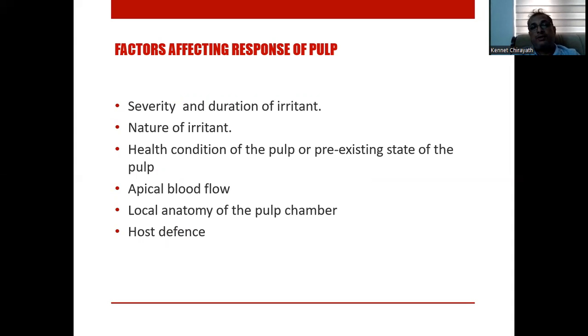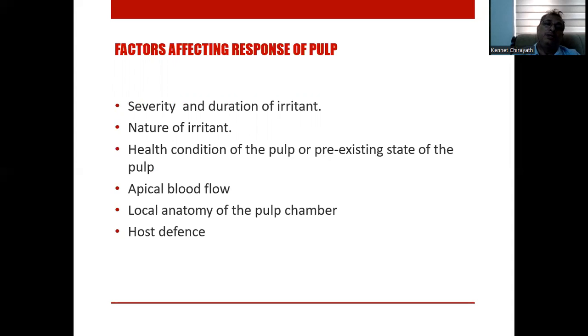One is severity and duration of the irritation. Any irritation that lasts for more than 3 months can be considered chronic. So, severity: what are the different severities of the bacteria and bacterial byproduct, and its duration. It will affect the resulting pulpitis. Then the nature of the irritant, how frequently it affects the pulp, the health condition or pre-existing condition of the pulp, apical blood flow, locality of the pulpal chamber, and host defense.